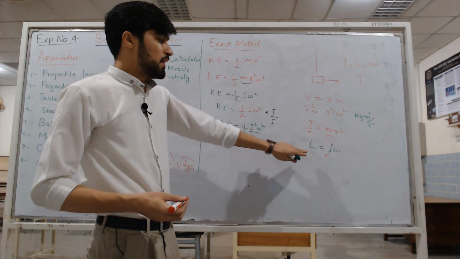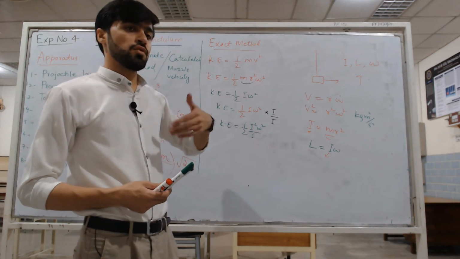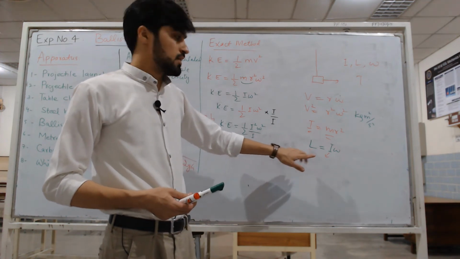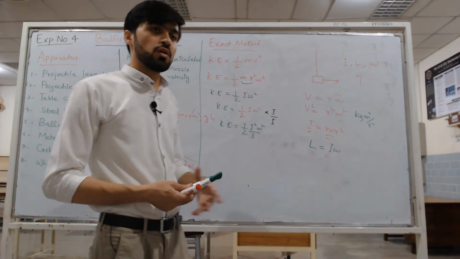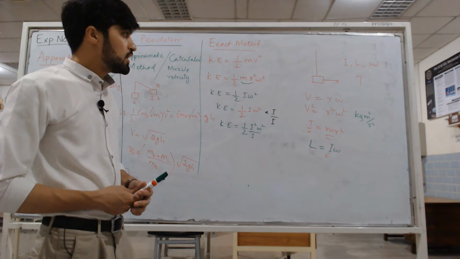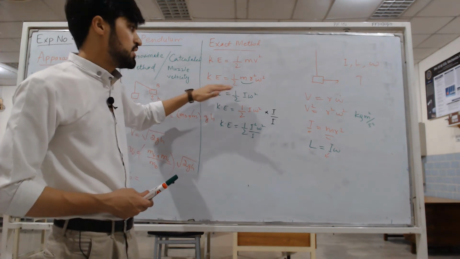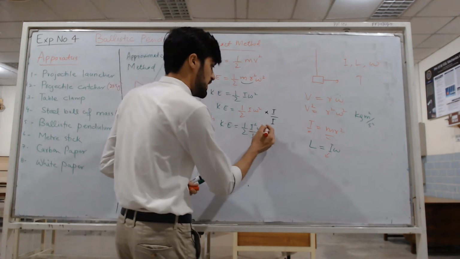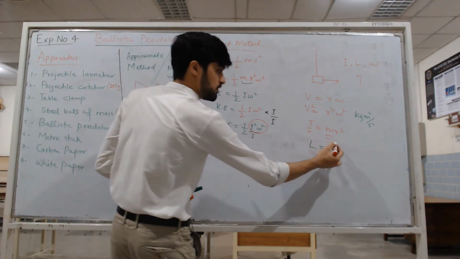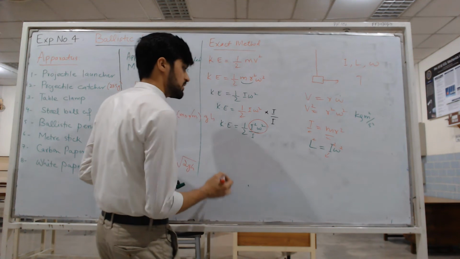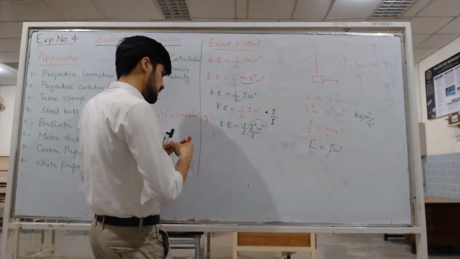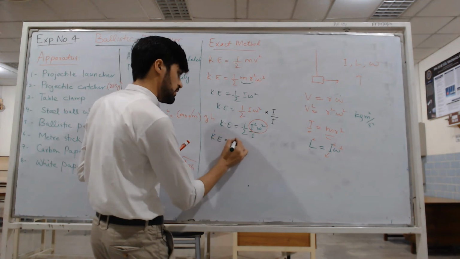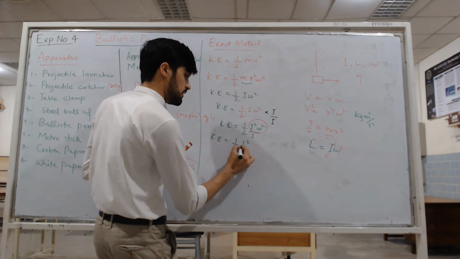Angular momentum exists when something is rotating. If something is rotating, there will be angular momentum and angular velocity. So if we are dealing with the rotational case, we will be using the rotational kinetic energy, half I omega square. Now from here I can replace I omega, squared, by L squared. So kinetic energy is equal to half L squared divided by I.